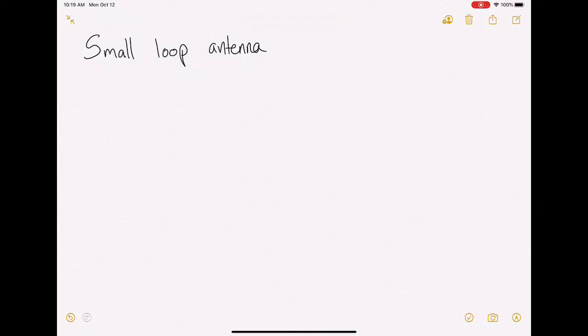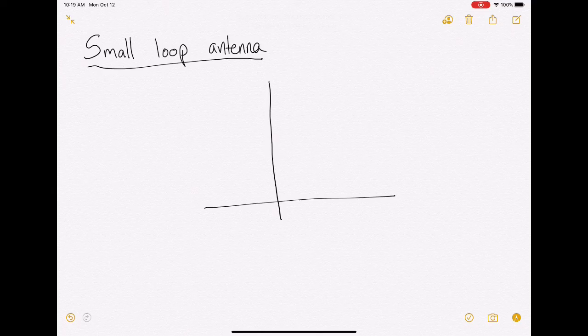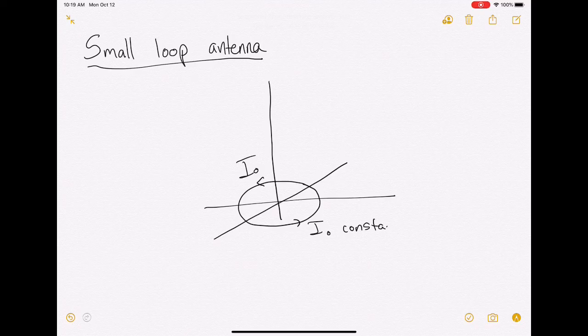Today's video is going to be about small loop antennas. A small loop antenna looks like a small loop of current, like this, and it has the particular property that it has constant current, I0, all the way around. Let's say that this is in the XY plane, although we're mostly going to be operating in spherical coordinates for this whole thing.